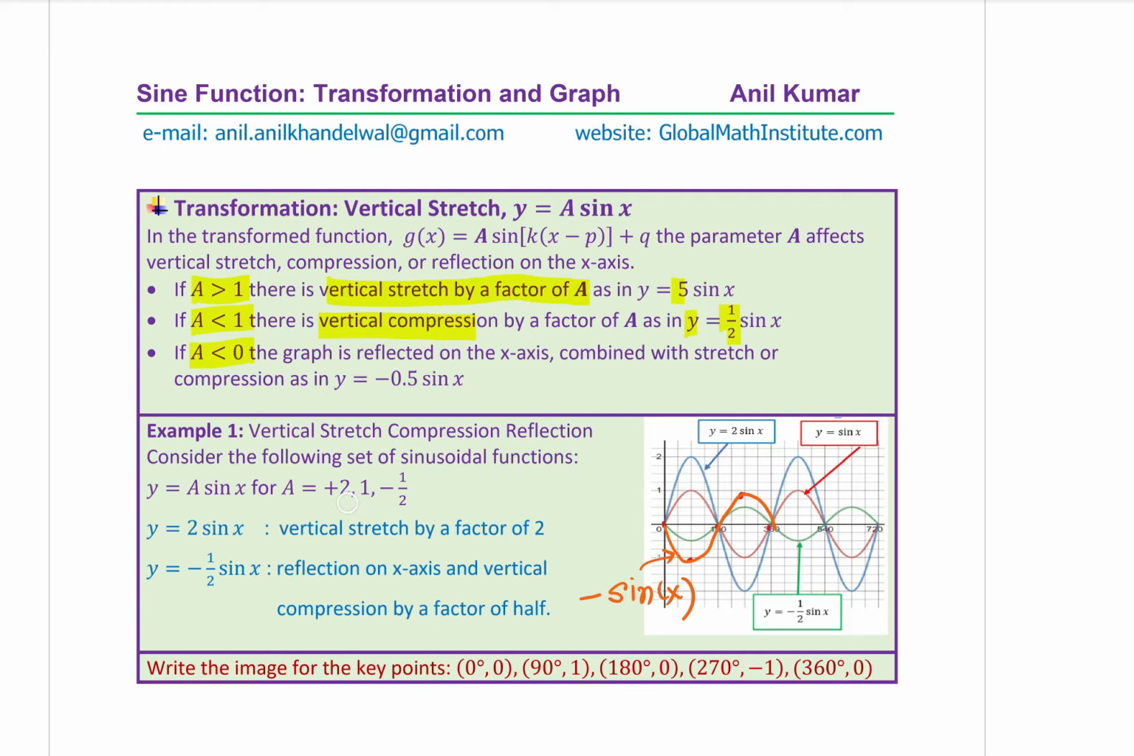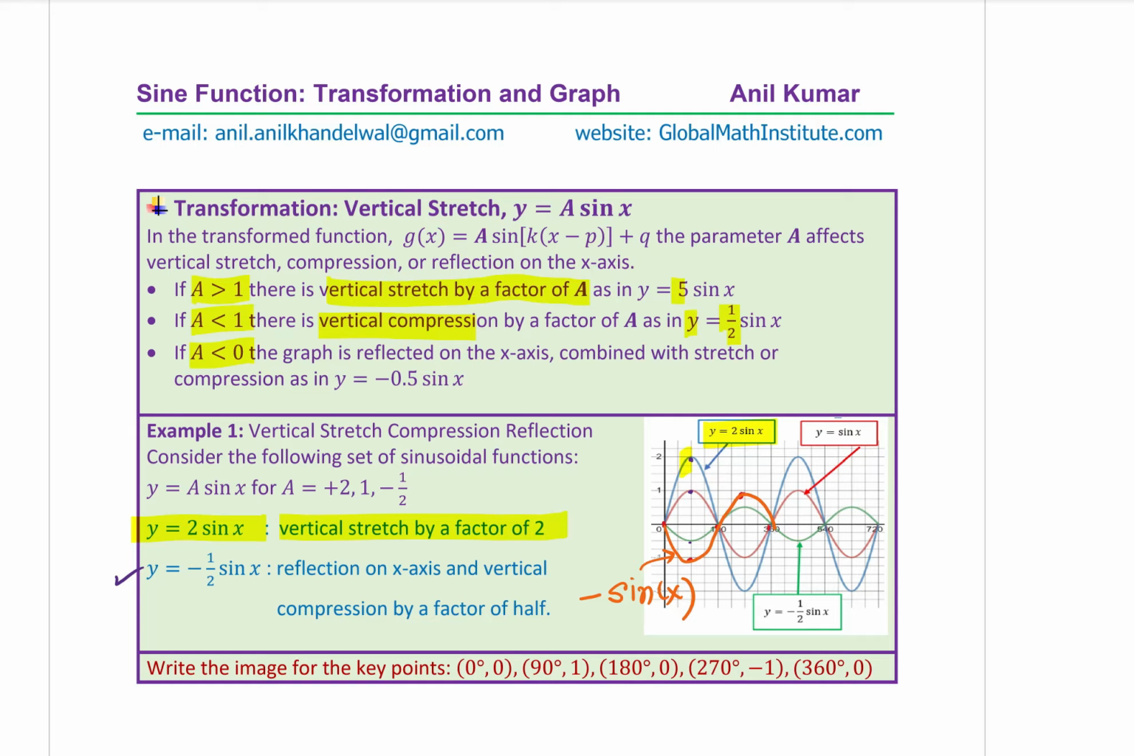When you have a value of a as 2, that is, if the function is y equals 2 sine x, then the vertical stretch is by a factor of 2, as shown here in the blue graph. In that case, the amplitude, which was 1, now becomes 2. Clear? For y equals minus half sine x, there is a reflection and the amplitude becomes half, as shown in the green graph here.